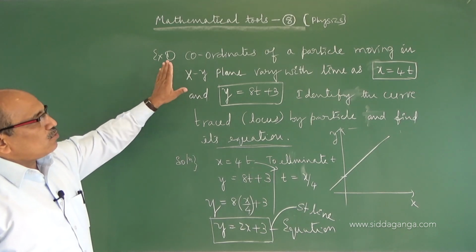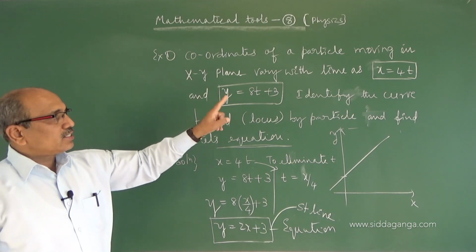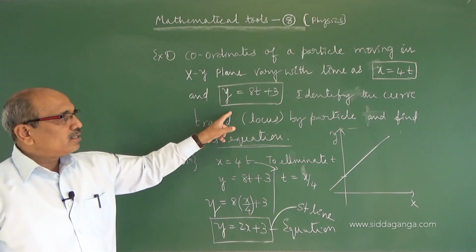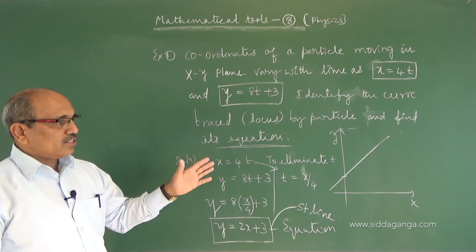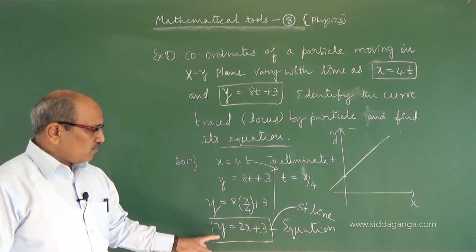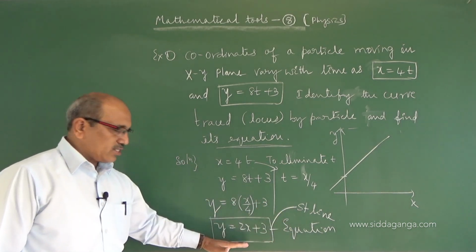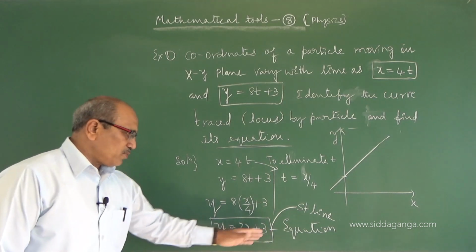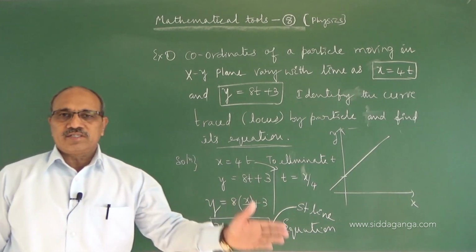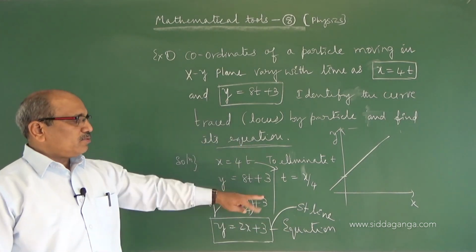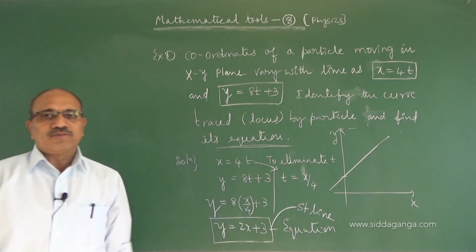You are given the coordinates of a particle moving in the xy plane, and both x and y are varying with respect to time. We have to get the relation between y and x, which made us understand this is a straight line with the equation. So we can get the slope. As you know, slope is 2, and also the c value and other factors we discussed in the previous case. But in these problems, two points are asked: one is the nature of the curve and the other is the equation. Note it down.